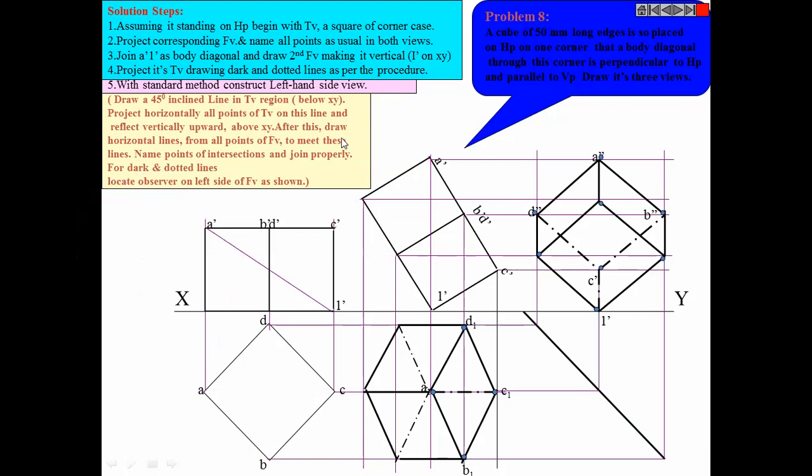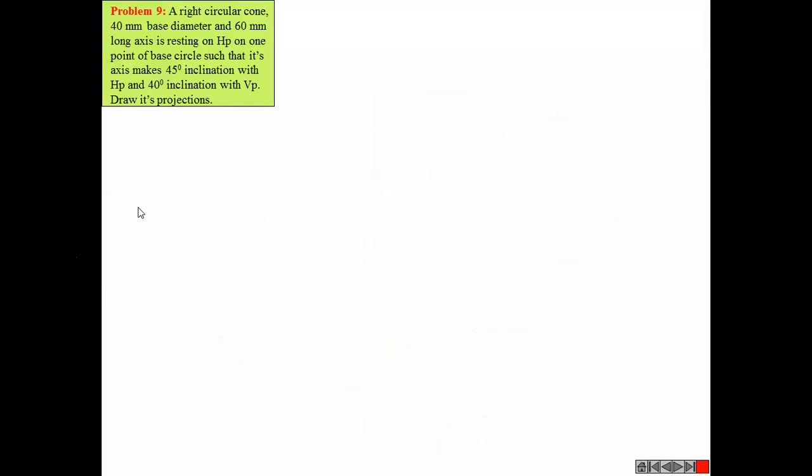Okay, sir. Chalo, next. Okay, let us read the problem first. A right circular cone. Why is the term right circular cone used? Because its front view will be like this. And what other word can be used here instead of right circular cone?